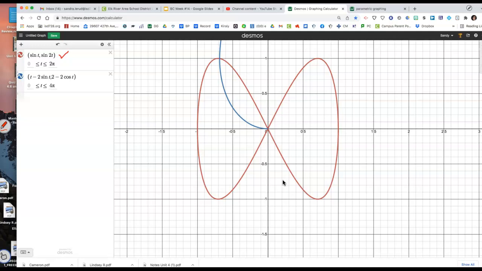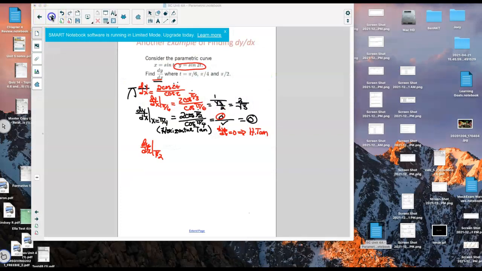So, I won't have you graph really anymore on your calculator. For the AP test, they graph them for you, so that the pre-calc doesn't mess you up. All right, so off on to the next page.